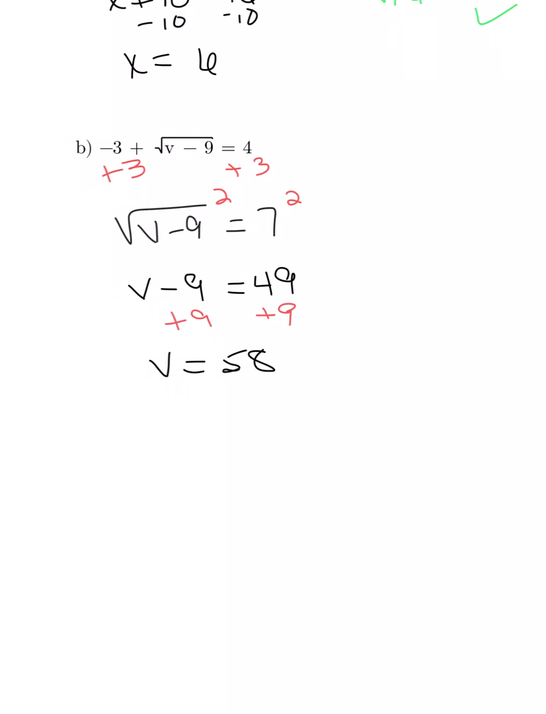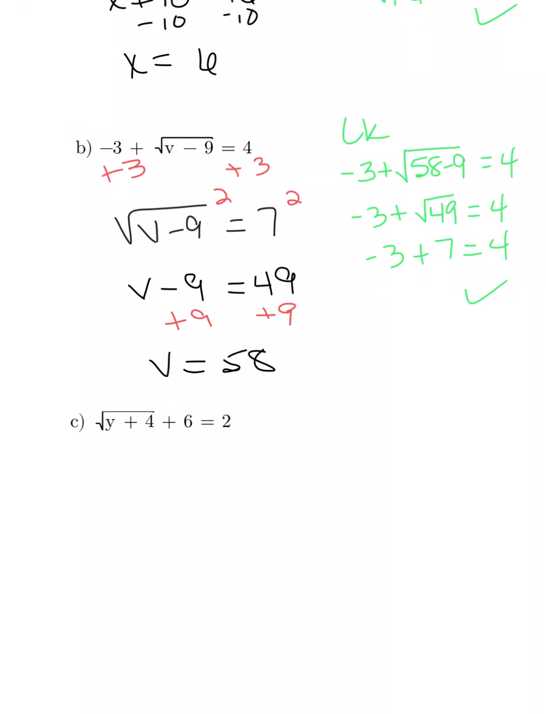Let's check our answer. We will have negative 3 plus the square root of 58 minus 9 equals 4. We would have negative 3 plus the square root of 49 equals 4. Negative 3 plus 7 equals 4. Is this true? Yes. So we keep our solution.